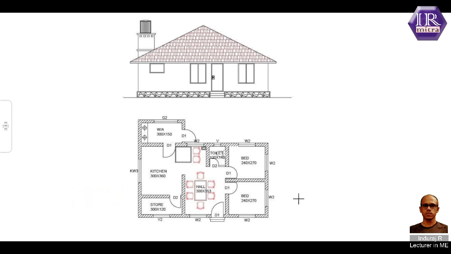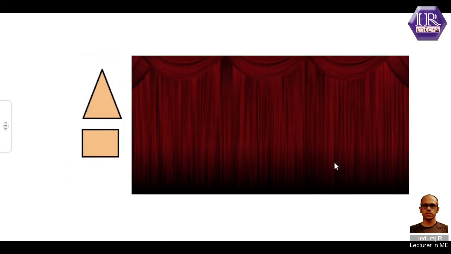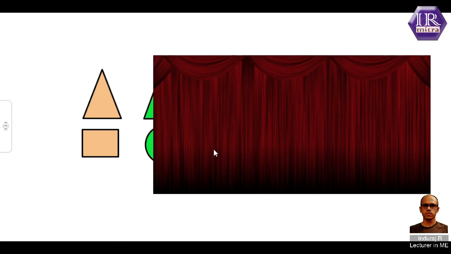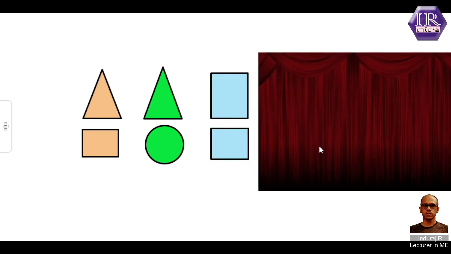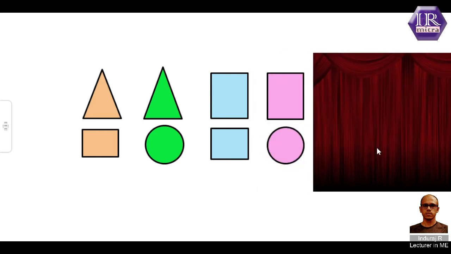To check your understanding from all these discussions, I am presenting here some problems, presenting some front views and top views from which you just imagine what the 3D object will look like. The first one, you can see the front view is a triangle and the top view is a rectangle. The second one, the front view is a triangle and the top view is a circle. The third one, the front view is a rectangle and the top view is a square. And the fourth one, the front view is a rectangle and the top view is a circle.